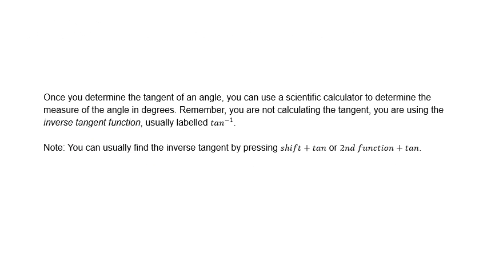So once you determine the tangent of an angle, you can use a scientific calculator to determine the measure of that angle in degrees. Once I determine that tan of A equals some ratio, I can go and solve for the value of that angle A. We're not calculating the tangent, we're using the inverse tangent function. What that means is we're pressing the shift tan or the second function tan button. Whenever we're looking for an angle, we're going to use that shift tan or second function tan button.